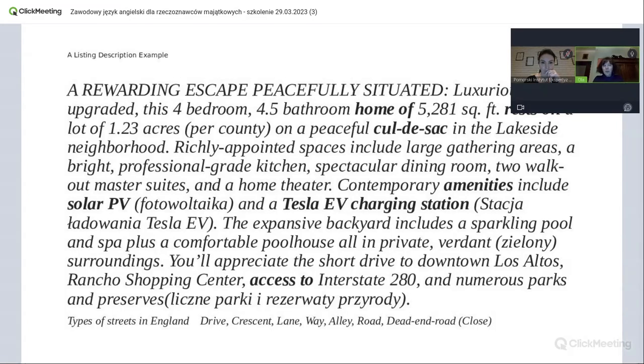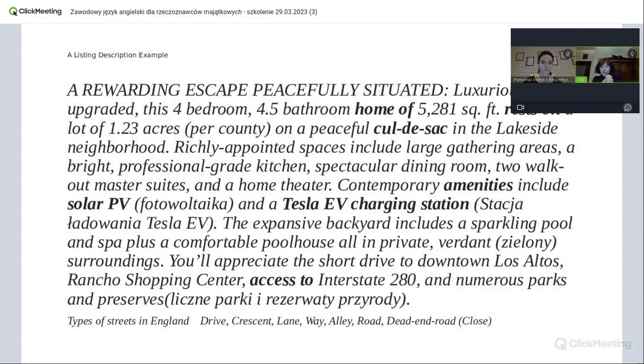In the lakeside neighborhood, richly appointed spaces include large gathering areas, a professional grade kitchen. Professional grade, it simply means that the kitchen is not, let's say, common. It was designed by some architect who professionally deals with interior designing. So it's a professional grade kitchen, spectacular dining room, two walk-out master suites, and a home theater.